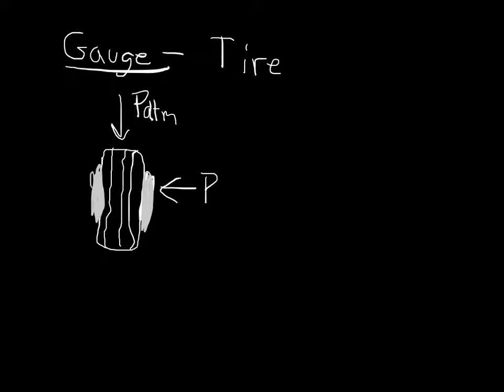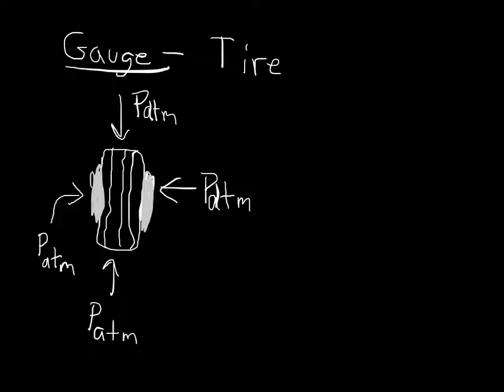Atmospheric pressure is constantly pushing in, much like the ice cube in the glass of water. In that case, it's water pushing in. In the case of the tire, it's the pressure, the literal pressure of Earth's atmosphere pushing against the tire.